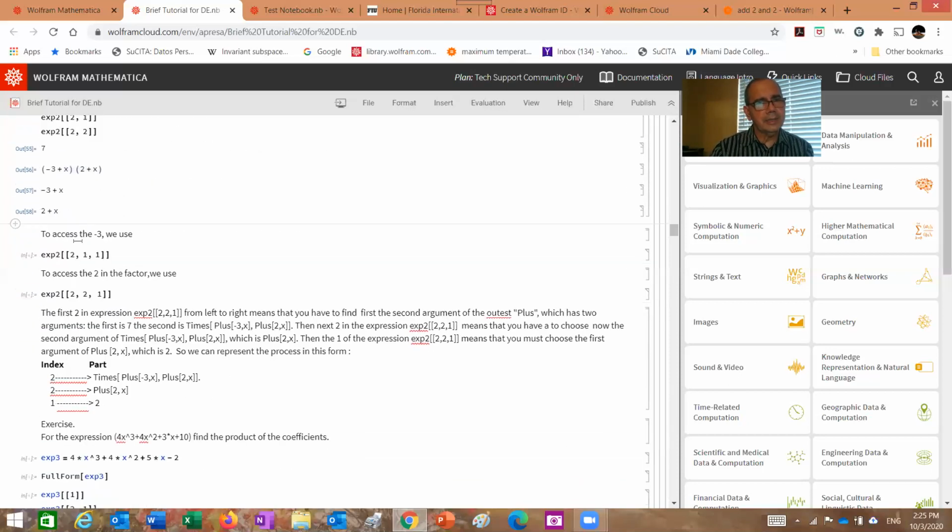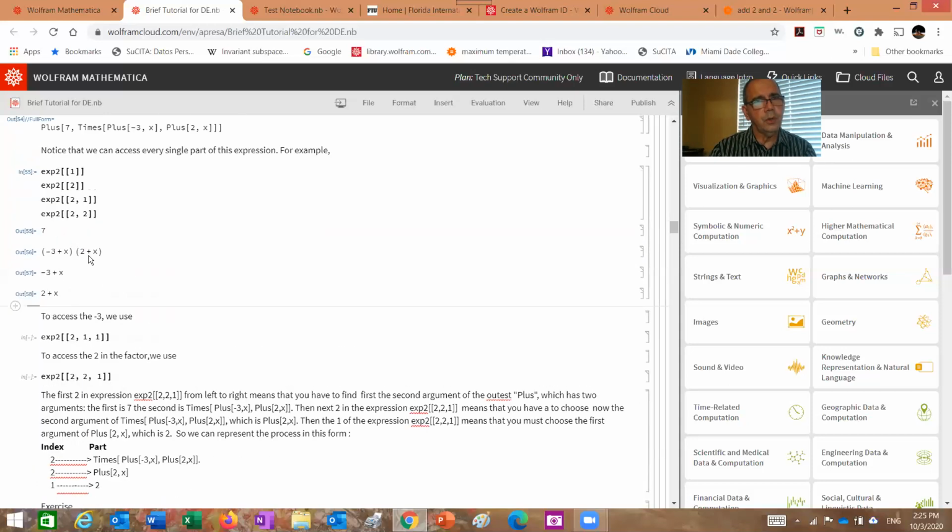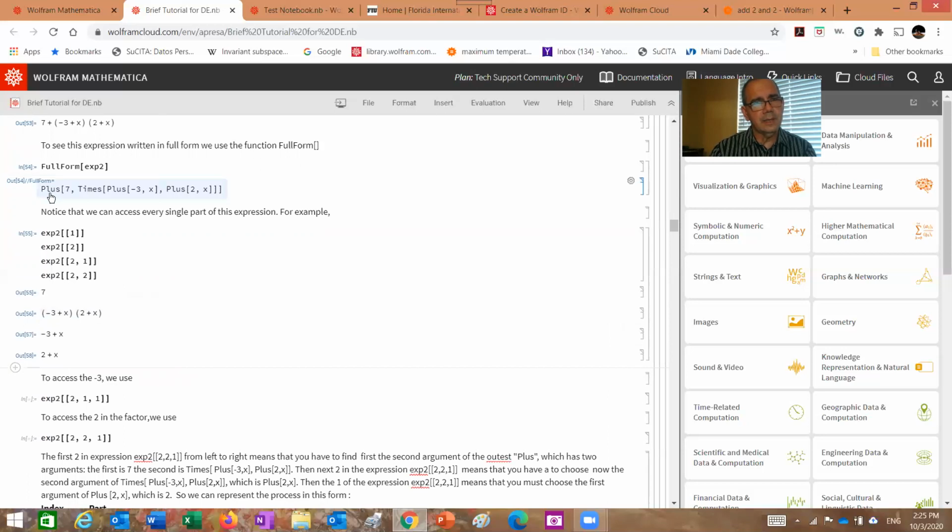But if you want to return the -3, notice that you need to go one level deeper, even deeper into the expression. In this case, the first 2 here represents that for the outermost expression, the plus expression, you need to go not to the first argument, but to the second argument. This is the meaning of the 2. The meaning of the other one means that it's going to be what?